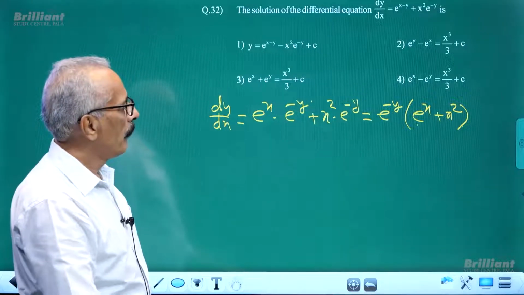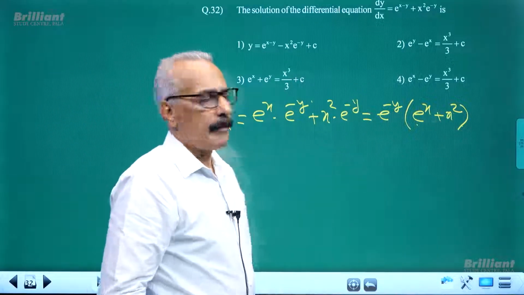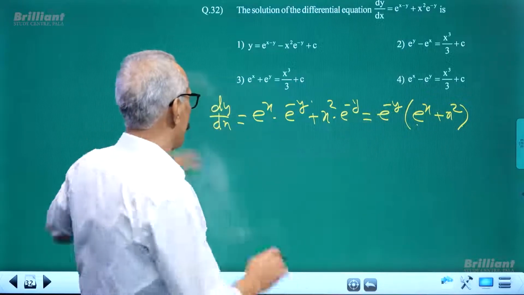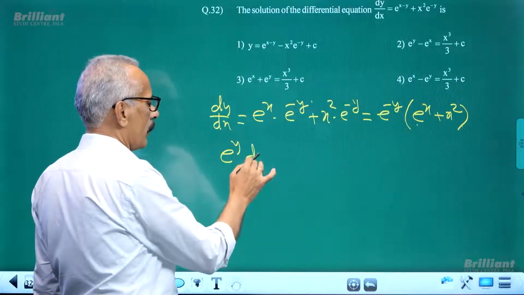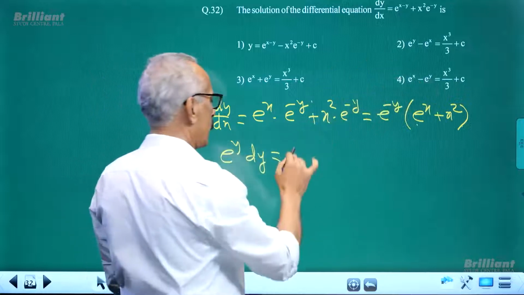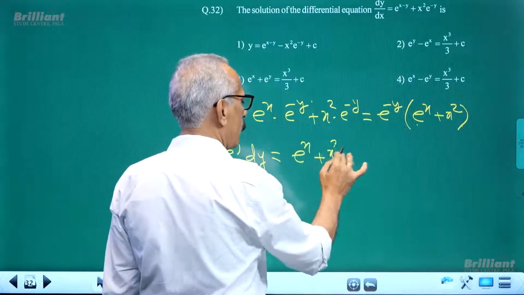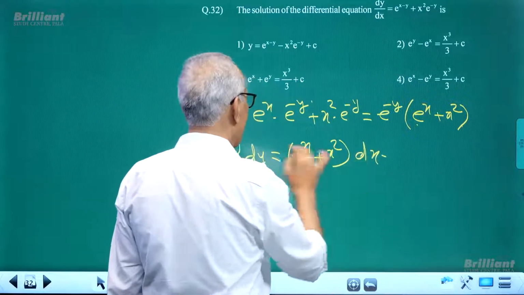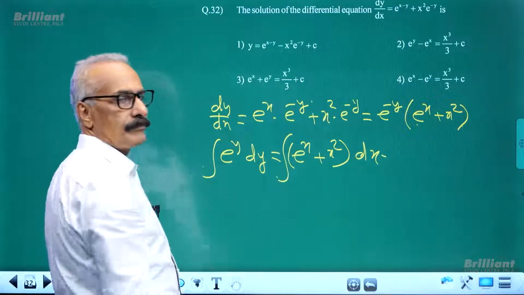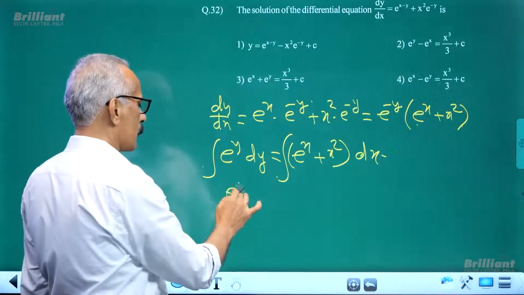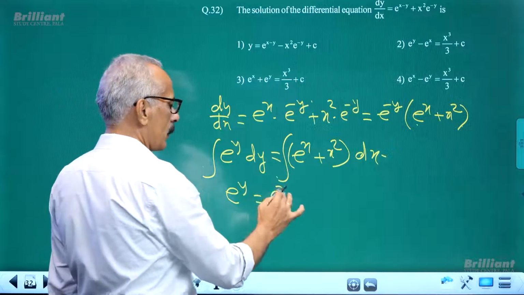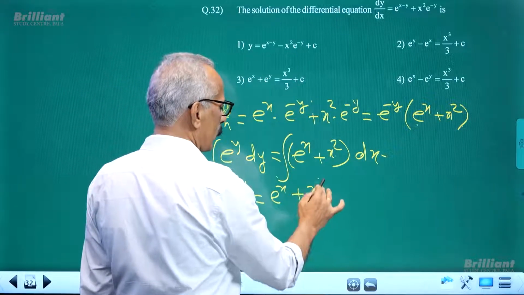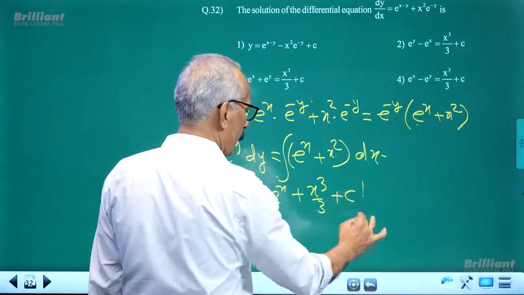ക്ലിയർ ആയോ? ഓൾ എക്സ് ഇൻ എ ബ്രാക്കറ്റ്, ഓൾ വൈ ഇൻ എ ബ്രാക്കറ്റ്. ഈ e raised to -y ഇപ്പുറത്തേക്ക് കൊണ്ടുവന്നു. സോ ഇറ്റ് ഈസ് e raised to y dy and dx is taken to the right side. (e raised to x plus x²) into dx. Immediately integral. e raised to y, that is e raised to y. e raised to x integral e raised to x. Integral of x² is x³, കുഞ്ഞുങ്ങൾക്ക് എല്ലാവർക്കും അറിയാം. ദാ സൊല്യൂഷൻ കഴിഞ്ഞു.